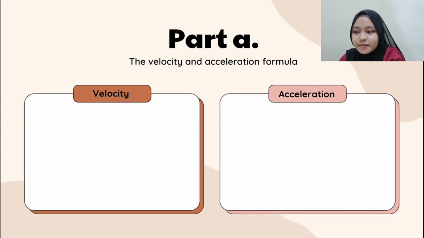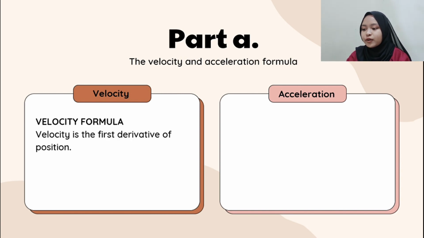So we have part A, finding the velocity and acceleration formula. First is the velocity formula. Velocity is the first derivative of the position. We know the position is 2t^3 - 5t^2 + 15, so the first derivative of this position is 6t^2 - 10t.